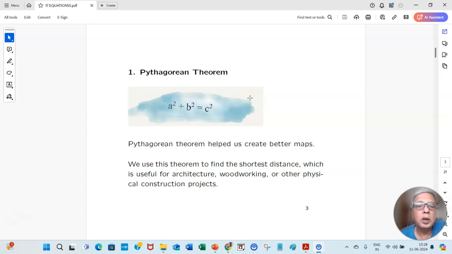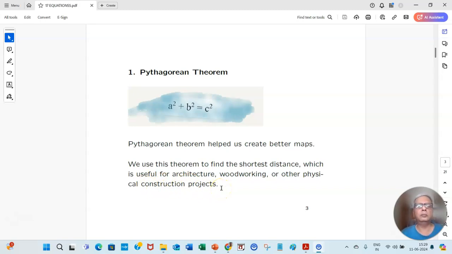So let me start with the equations. We start with the Pythagorean theorem, a square equals b square plus c square. The area of the square on the hypotenuse is the sum of the areas of the squares on the other two sides for a right angle triangle. That's a simple theorem. The Pythagorean theorem helped us create better maps. We use this theorem to find the shortest distance, which is useful for architecture, woodworking, or other physical construction projects.